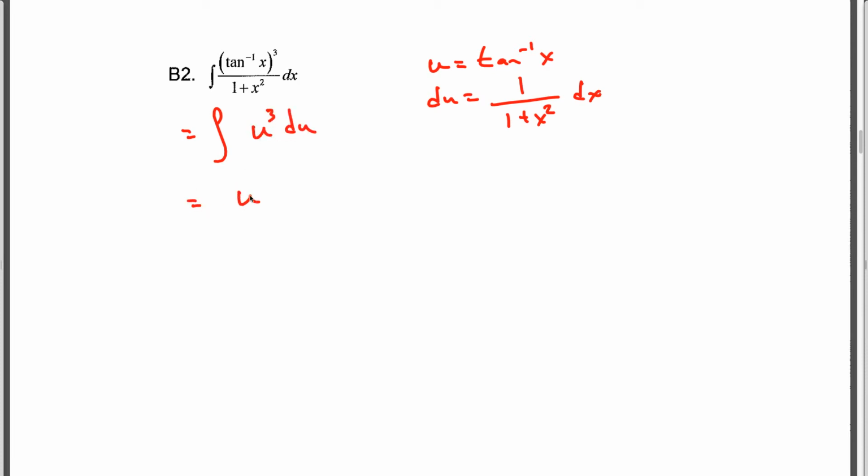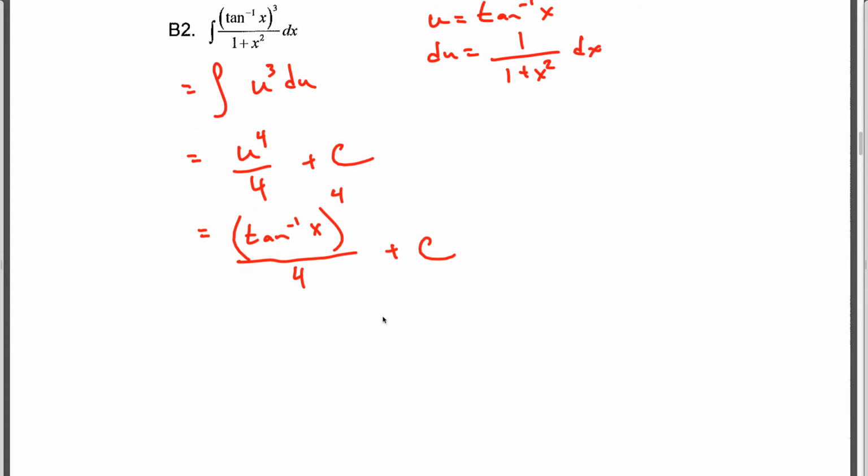And we can go ahead and solve this in a couple of steps here. Add 1, divide by the same for the exponent to get u to the 4 over 4. Replace u, and the final answer is tan inverse of x to the power of 4 over 4 plus a constant. And so that's B2, and we'll keep moving.